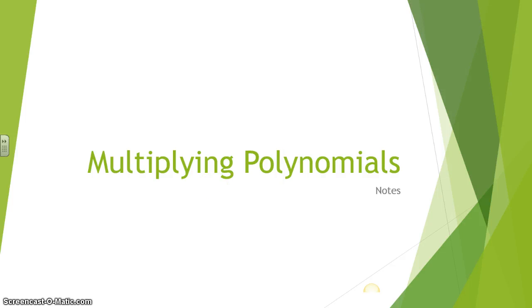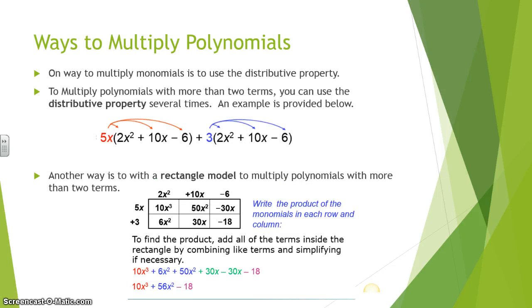Multiplying polynomials. With this lesson, you are going to find numerous ways to multiply polynomials, and one way to multiply polynomials is by using the distributive property. So I have an example here of how you can use the distributive property to multiply polynomials. With more than two terms, you can use the distributive property several times, and an example is provided below.